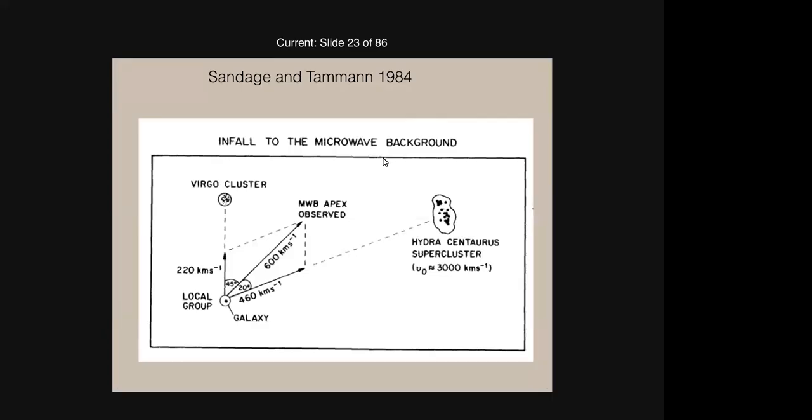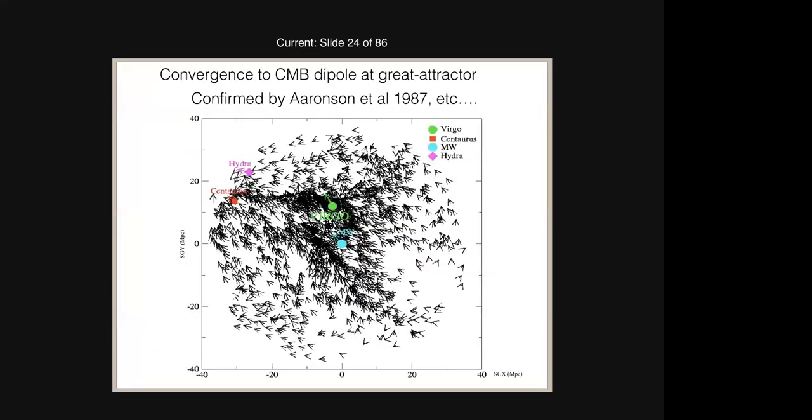Well, at the beginning, they thought it was, but very soon Sandage and Tammann came and said, well, no, the pull of Virgo is not enough. We have to go further away. We have to go to Hydra and Centaurus. This is now the Great Attractor, to be able to actually explain the CMB dipole. This became a subject of huge debate. This is what Tammann and Sandage were saying.